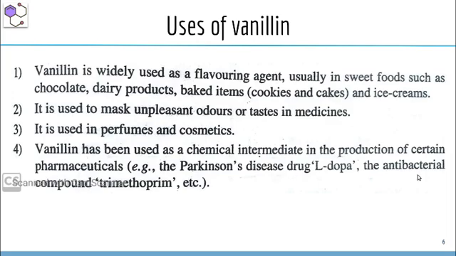Then the antibacterial component, the antibiotic trimethoprim, is prepared by using vanillin. It is a drug for the treatment of bladder infection. So that's all about the uses of vanillin.